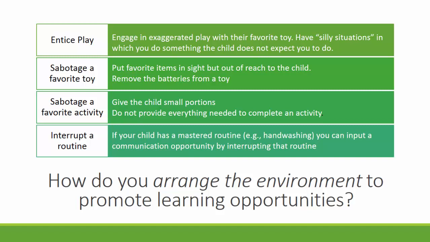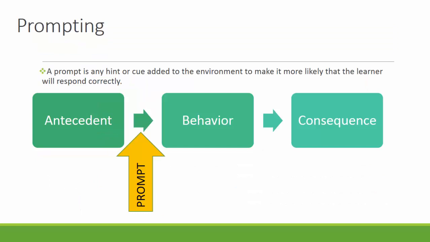The last example, interrupting a routine, could happen, for example, if a child has mastered a routine. Take the example of washing hands. If your child has mastered washing hands, you can interrupt the steps by placing the soap pump out of reach so that they have to request it to complete the activity. So the environmental arrangement happens in the antecedent condition.